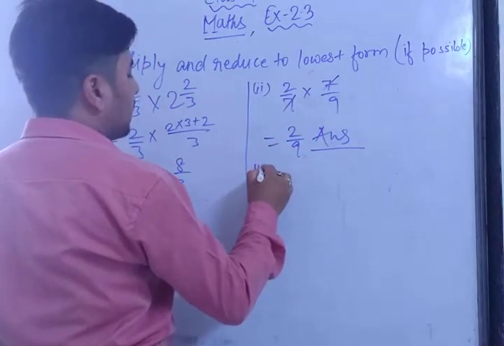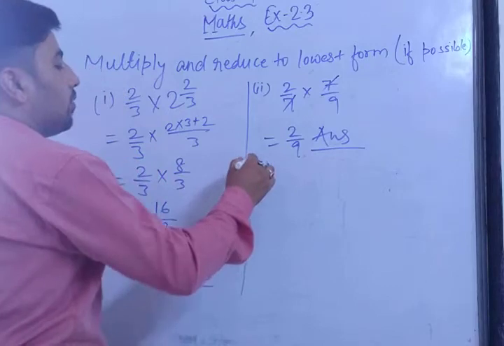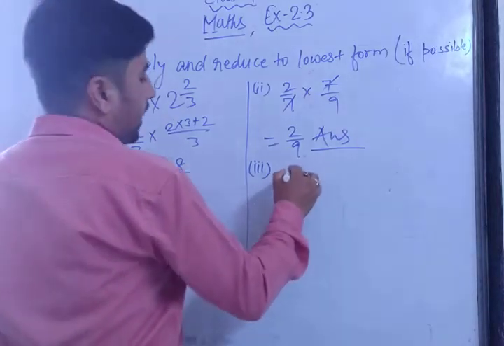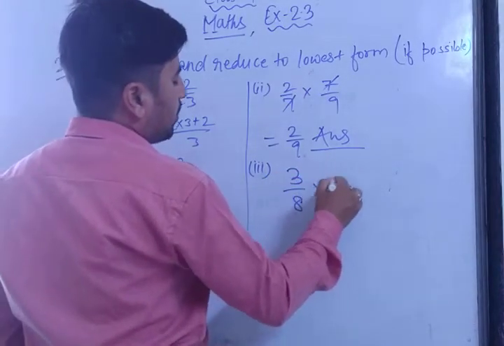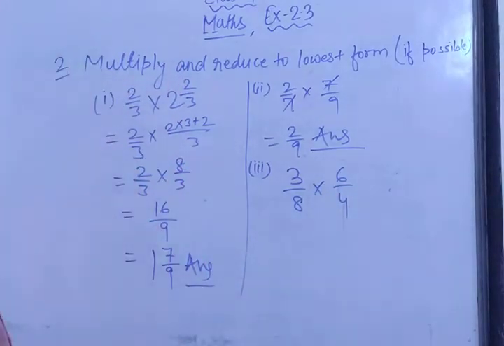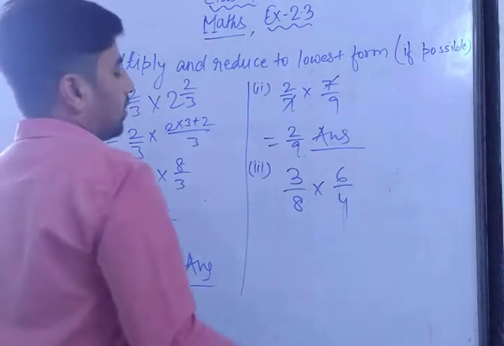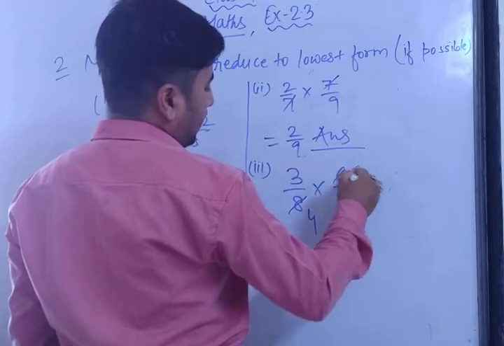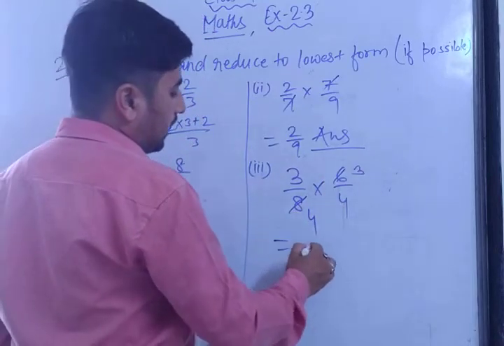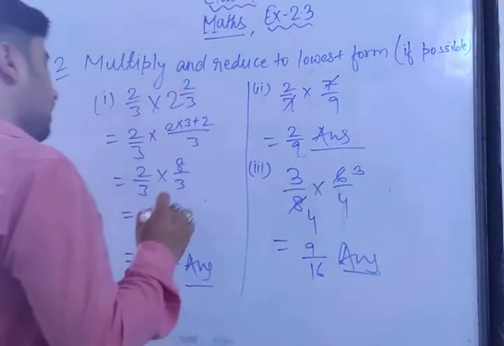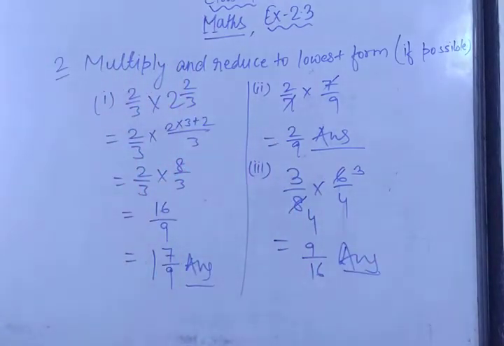Now we'll move towards the third one. What is the third one? Third one is 3 by 8 into 6 by 4. Is there anything cancellable? 2 4s are 8, 2 3s are 6. Now nothing reducible. 3 3s are 9, 4 4s are 16. Answer. Got it? So you have solved first, second and third.